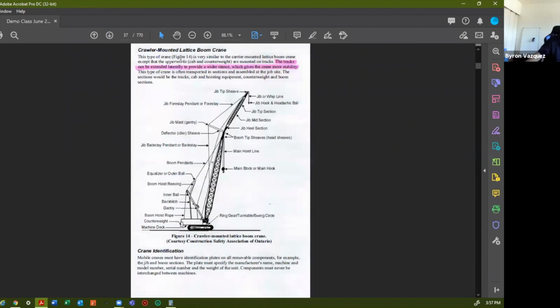This is a crawler mounted lattice boom crane. Now this is for heavy duty lifting. This is in fact fixed. So this does not retract. The boom is fixed, but this is definitely heavy duty. They call it a crawler because it moves very slowly. The tracks can be extended laterally to provide a wider stance, which gives the crane more stability.